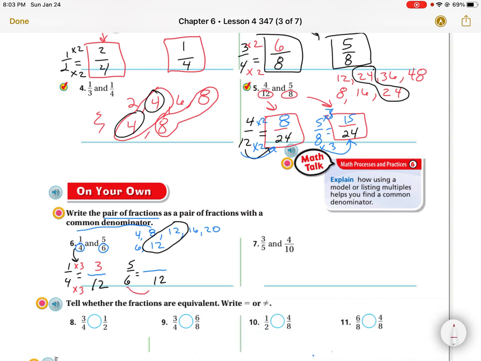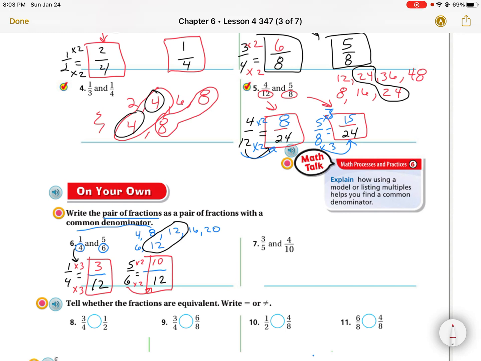So again, I'm comparing, how did I go from 6 to 12? Times 2. Whenever I do the bottom, I do the top. And now I have the new fractions that have a common denominator.